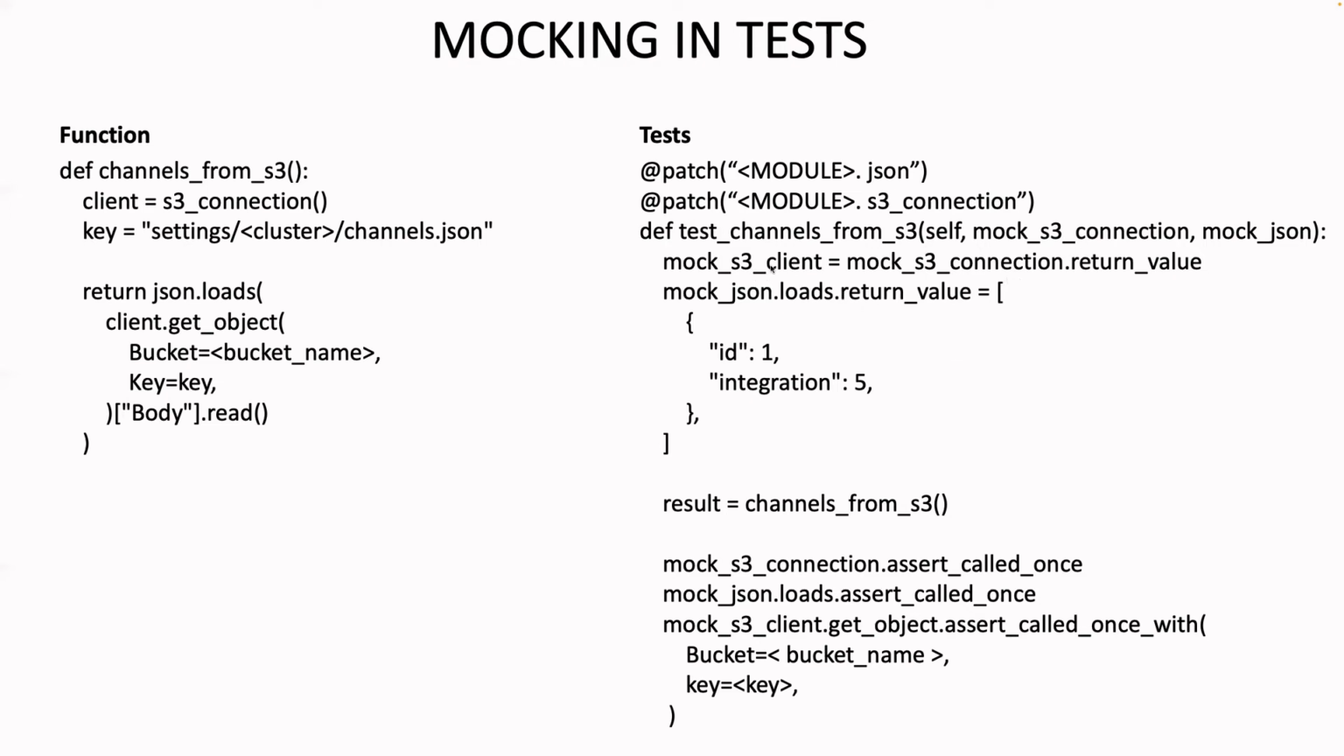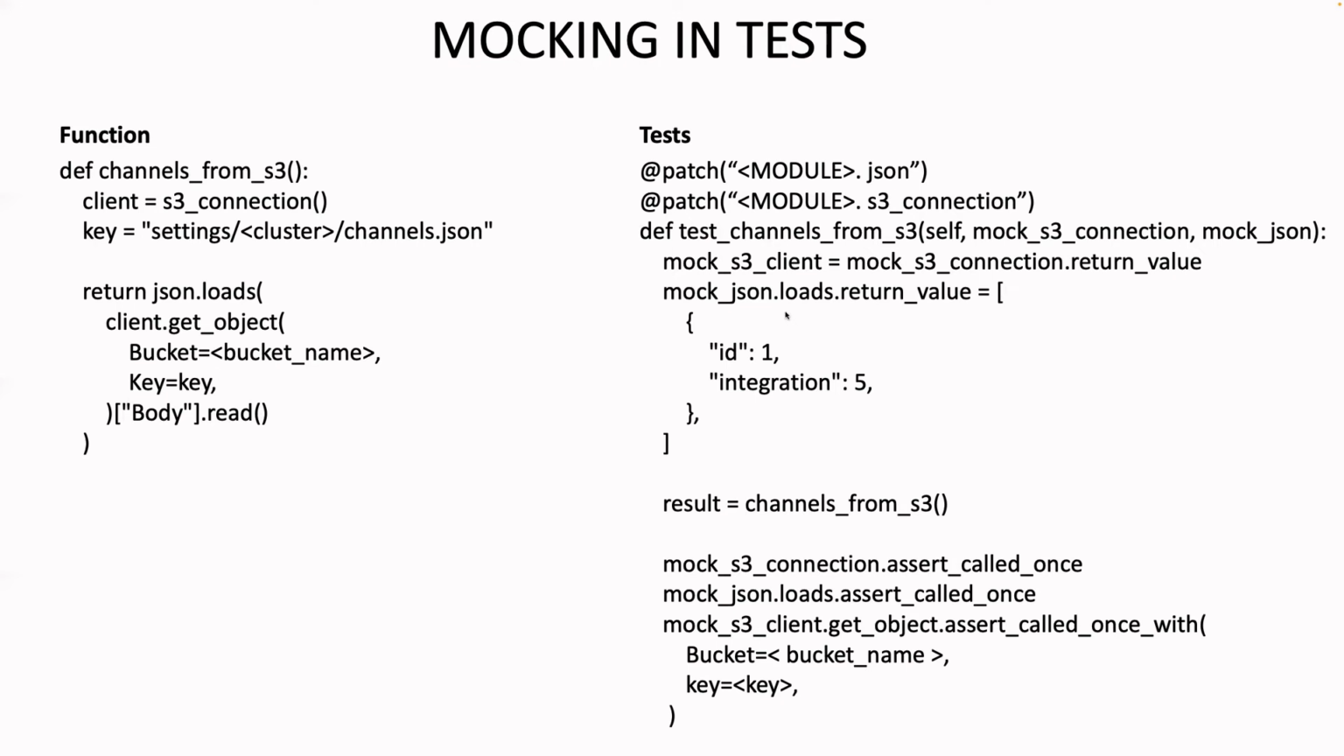So the next thing is you just set some return values. And as you can see, I literally provide a proper return value for the JSON loads, because I already know client get object will return some form of JSON object essentially.